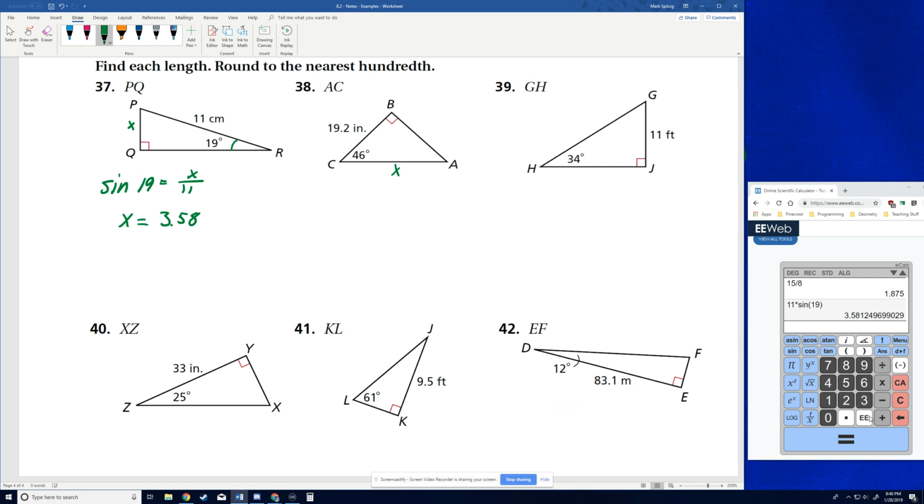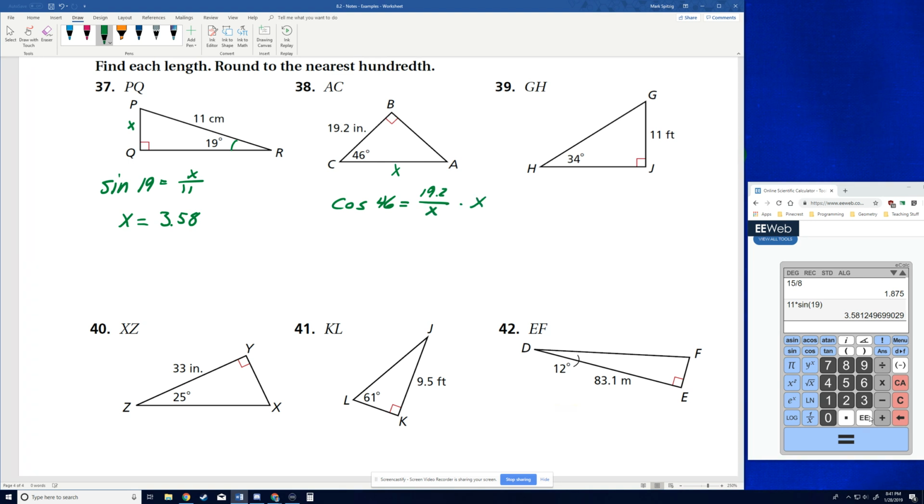It's just different from the other ones. Other ones will end up just being, because our value was on the numerator, our x was on the numerator, it wasn't as bad. But this one's a little different, so we will make sure to be careful. If we're trying to find AC, we have the adjacent, we want the hypotenuse, so we do know that's cosine still. The process is about the same, but it's cosine of 46 has to equal the adjacent 19.2 over the hypotenuse x. So the step is the same.